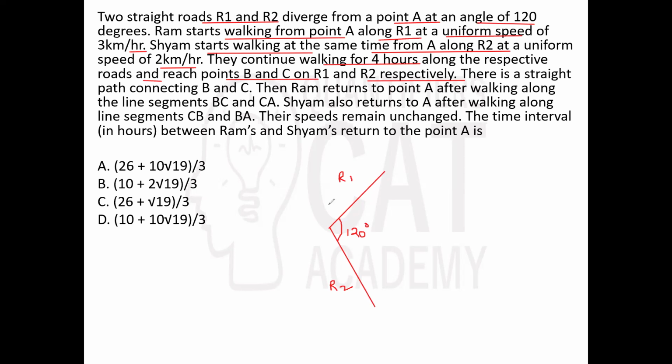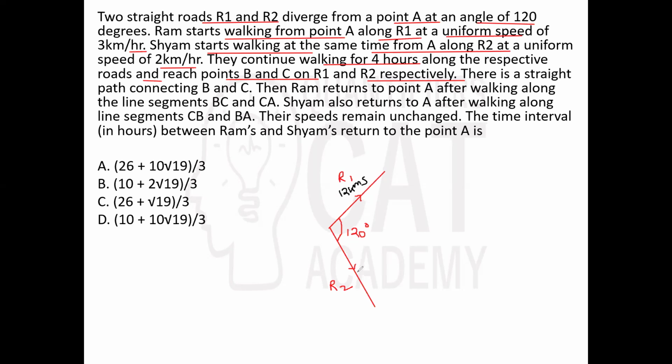Ram starts walking from point A along R1. So Ram is going in this direction, and Shyam is going in this direction. Now what will happen in 4 hours? In 4 hours, speed of Ram is 3 kilometers per hour. So Ram must have covered 12 kilometers in 4 hours.